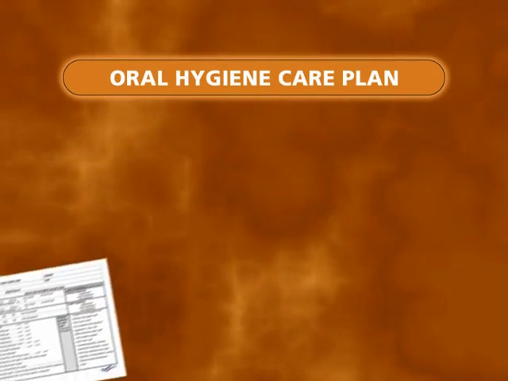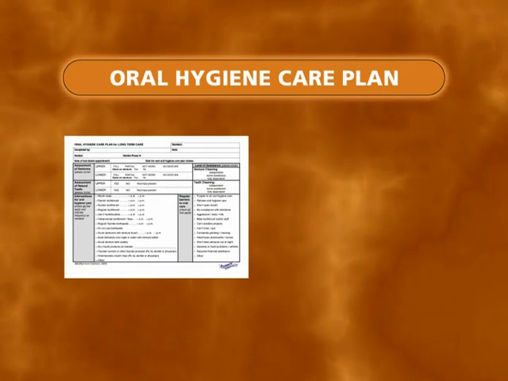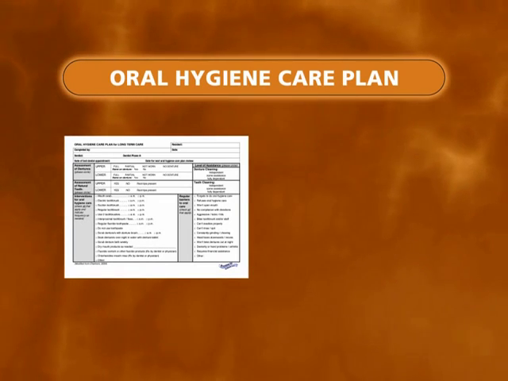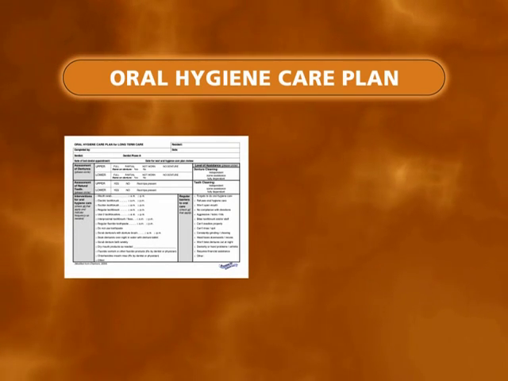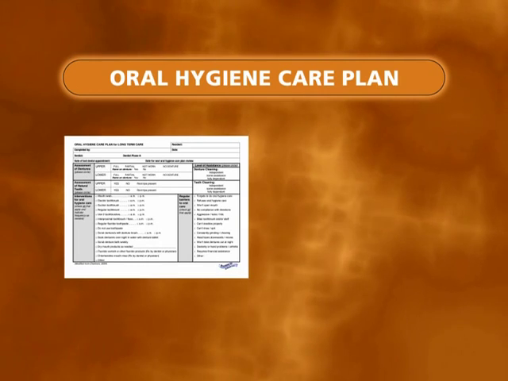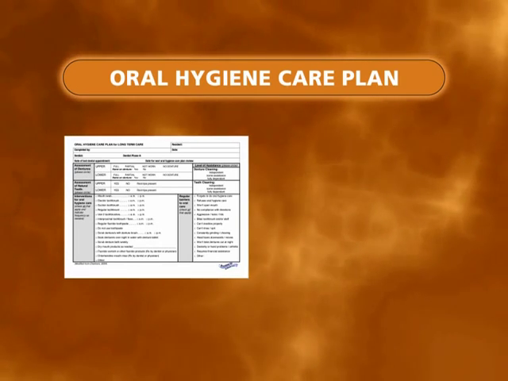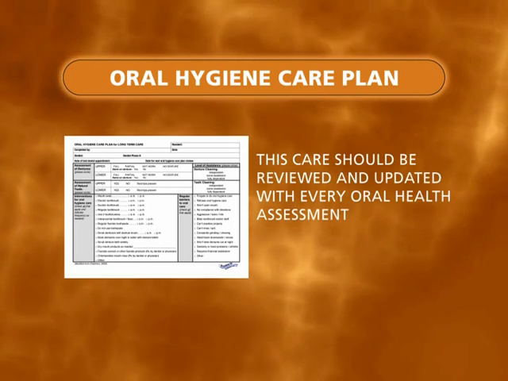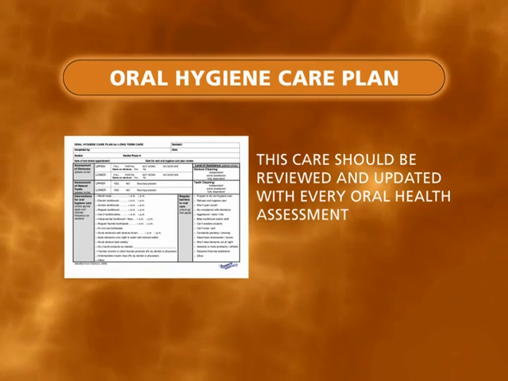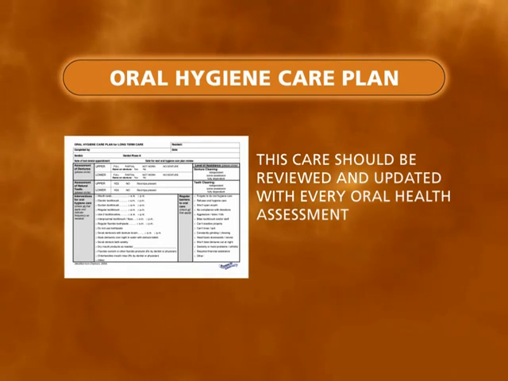Oral Hygiene Care Plan. The Oral Hygiene Care Plan is a tool that can be used to outline what a resident will need to ensure they are receiving adequate and appropriate oral care on a daily basis. This care plan should be reviewed and updated each time an oral health assessment is completed.